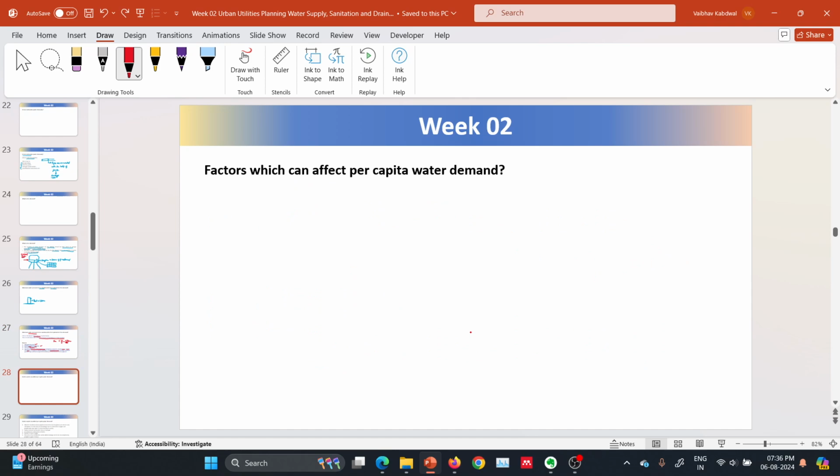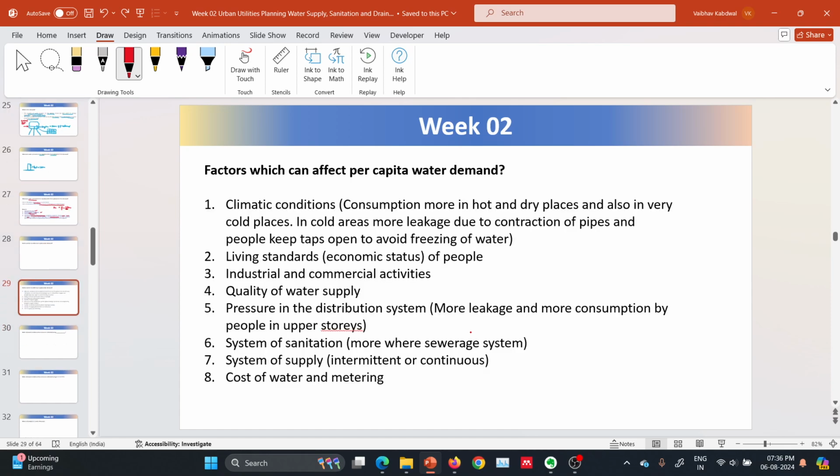Now another question: factors which can affect per capita water demand. The factors are like climatic condition. This is the easiest one. Let's say the consumption is more in hot and dry places, and also in very cold places. In hot places it is more. In cold areas, there is more leakage due to contraction of pipes, and people keep taps open to avoid freezing of water. So because of this, there is different water consumption in different climatic conditions.